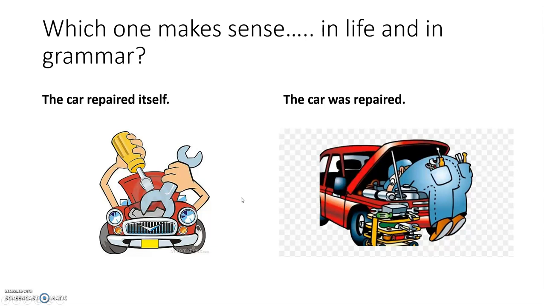Keep thinking about real life too. Which one makes sense in life and in grammar? The car repaired itself or the car was repaired? Okay, the picture fits the sentence, but this is not real life, right? So this doesn't really make sense. On the right, this sentence and the picture makes sense. The car was repaired.